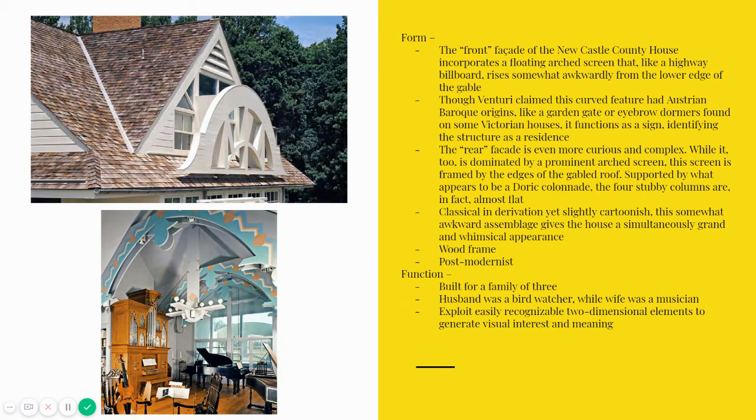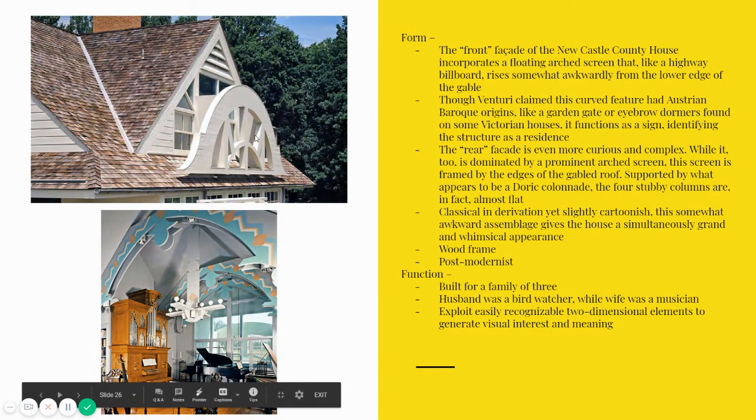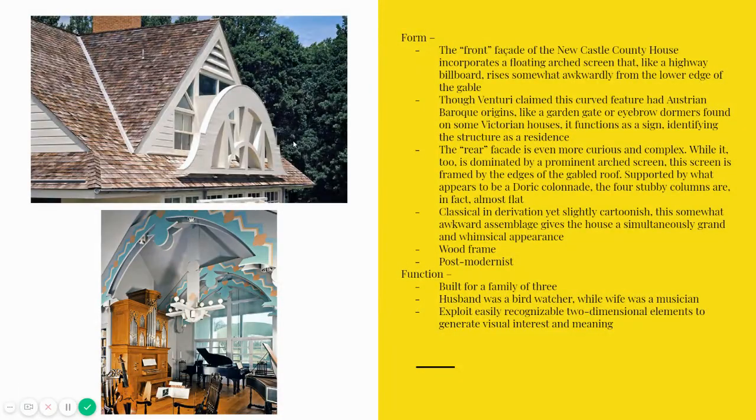Okay, in terms of form, the front facade of the house incorporates a floating arched screen. So this is important. I know that if AP is going to ask you some questions about this image, they're going to ask you this. And so it's important to know that this is called a floating arch. And it's like a highway billboard. It rises kind of awkwardly from the lower edge of the gable. Remember, the gable is like the overhang, okay? And it's just kind of this screen that sits on top of that.